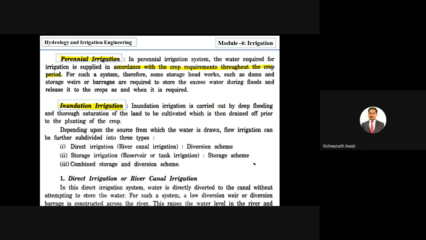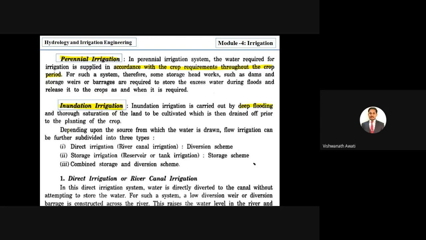Inundation irrigation is carried out by deep flooding throughout the saturation of the land to be cultivated, which is then drained off prior to the planting of the crop. So here water is made to inundate the agriculture land, and whenever water is not required, it is made to drain away from that area. Right? That is inundation irrigation. Right? Those are the two types of flow irrigation.